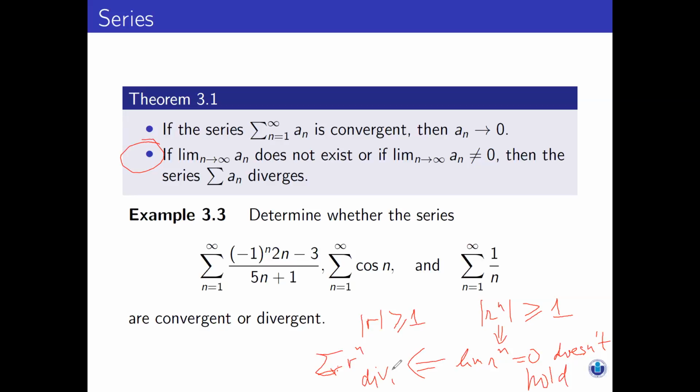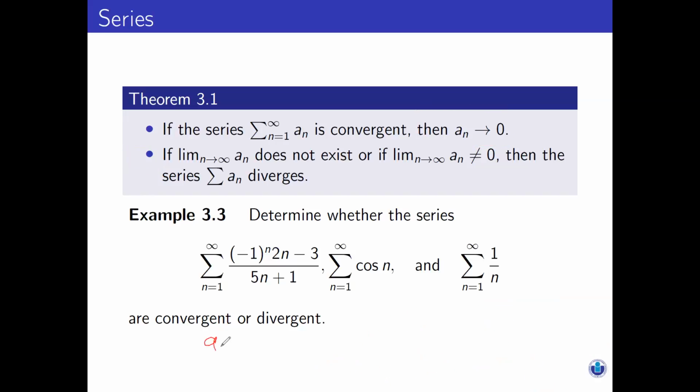Sometimes by just looking at this, if you know that this doesn't hold, then you can conclude that the series diverges. But if it does hold, then you cannot say anything. This is a very important point. If the terms a_n don't go to 0, then the series diverges. But if they do go to 0, then it implies nothing.